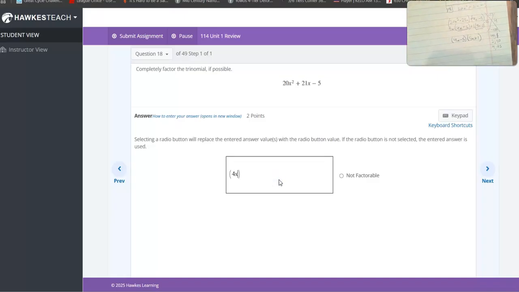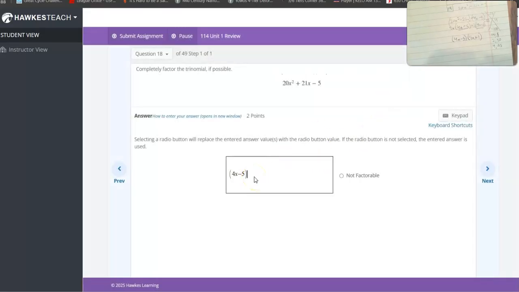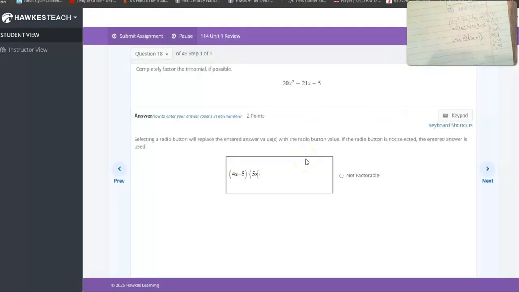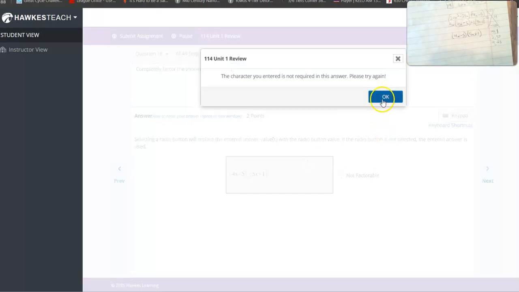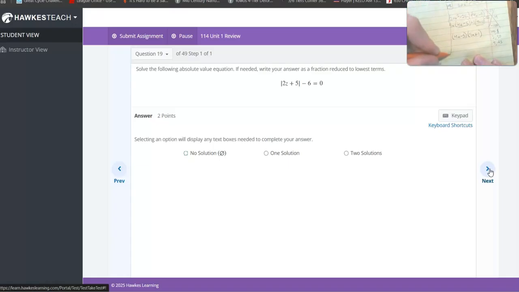All right, so we got 4x minus 5. I want to close the parentheses. Okay. Sometimes these programs are so annoying. All right. Plus 1. There we go. Yeah, whatever. All right. This is why it's handy to have a worksheet so that you can turn that in so that if you make a mistake when typing it out, I can see that you have the correct answer and I can give you credit for that. All right.